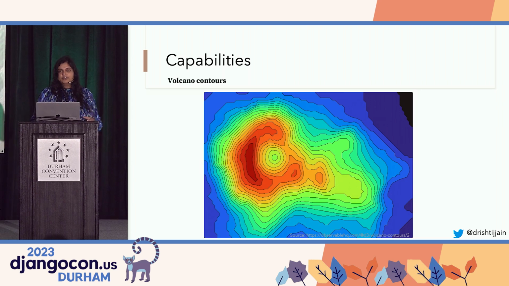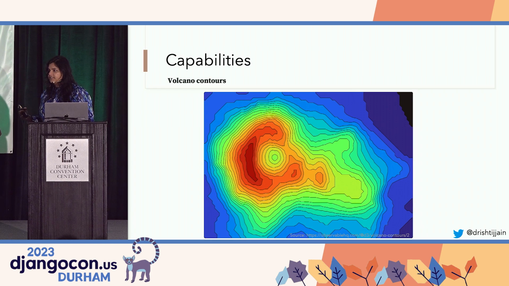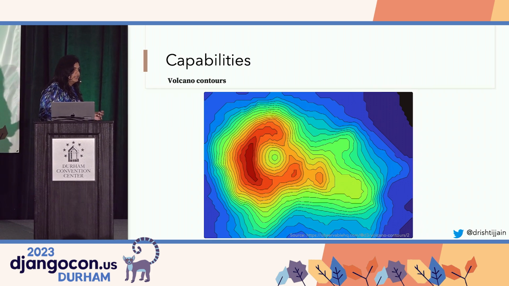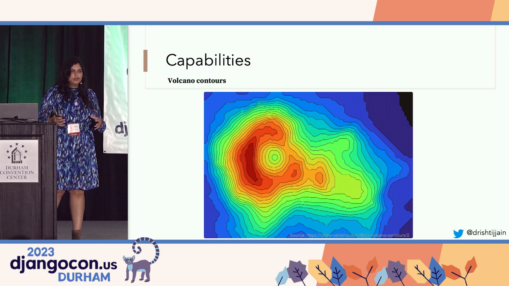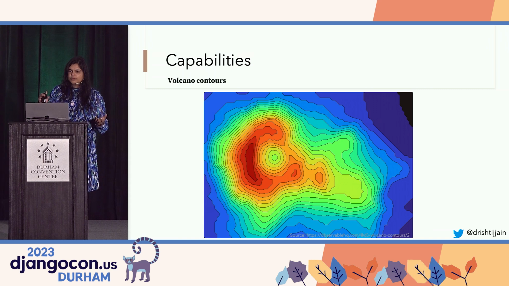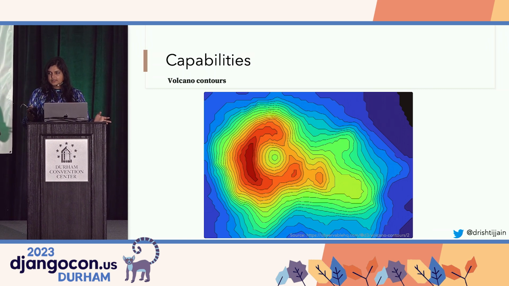And interestingly, even contours could be created. Contours are something very important when you're working with machine learning projects, especially when you're dealing with clustering. You would want to have different features shown in the form of volcano contours. So let's look at an example of how you would actually create this contour.